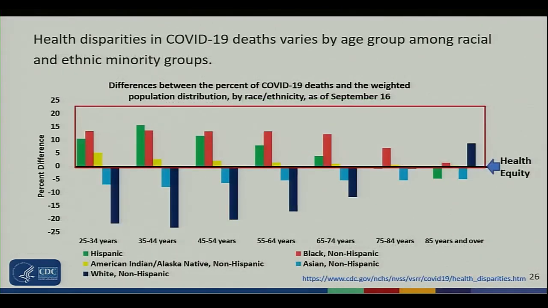This figure shows the differences between the percent of COVID-19 deaths and the weighted population distribution by race and ethnicity and age group from death certificate data. The bars represent different racial and ethnic groups. Bars above 0, highlighted by the red box, represent deaths in excess of what we would expect given the population distribution. Persons reported as Hispanic in green, Black in red, and American Indian or Alaska Native in yellow all experienced disparities in COVID-19 deaths in the age groups less than 65, with the greatest disparities observed in the youngest age groups. Next slide.